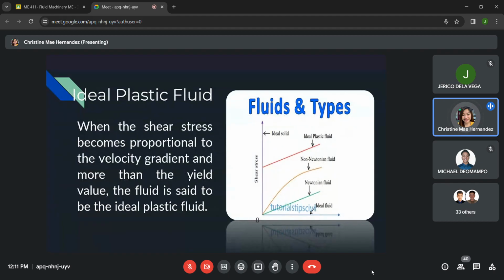Next naman, ito ang ideal plastic fluid. Where the shear stress becomes proportional to the velocity gradient and more than the yield value, the fluid is said to be ideal plastic fluid. Ang example naman nito is yung water suspension of clay and fly ash. For example, yung clay natin. Di ba, may nagkikli yung pottery. Magpa-pottery kayo, then basahin tubig, ganyan. Makikita nyo pag na-absorb na ni clay si water, magiging nasa solid state na siya. Yun yung ideal plastic fluid.